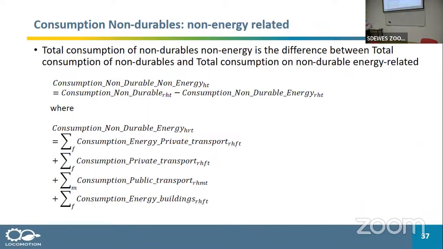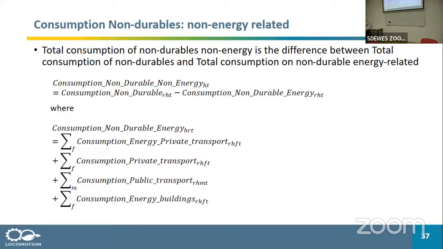Okay, so far what we have is the consumption of durables, the three types of durables, this part. For the energy-related non-durables, we have the part of transportation and the part of the energy in buildings, and what is missing is the non-durables, non-energy related. And what we have is that the total consumption of non-durable, non-energy is the consumption of non-durables that you decided here, minus the energy. So we have already computed this consumption of non-durable energy, that is transportation plus energy in buildings. So the consumption of non-durable non-energy is non-durable minus what you have already consumed. This is what we have here.